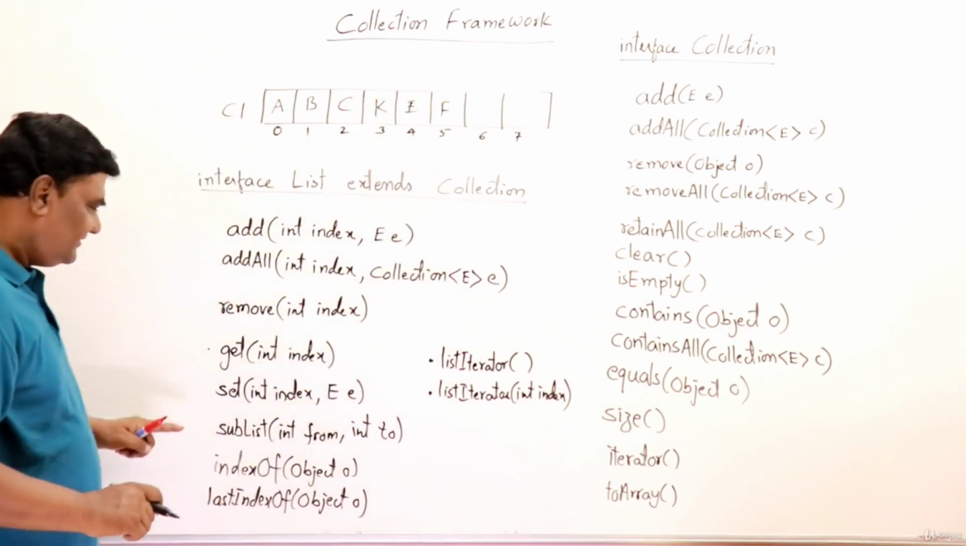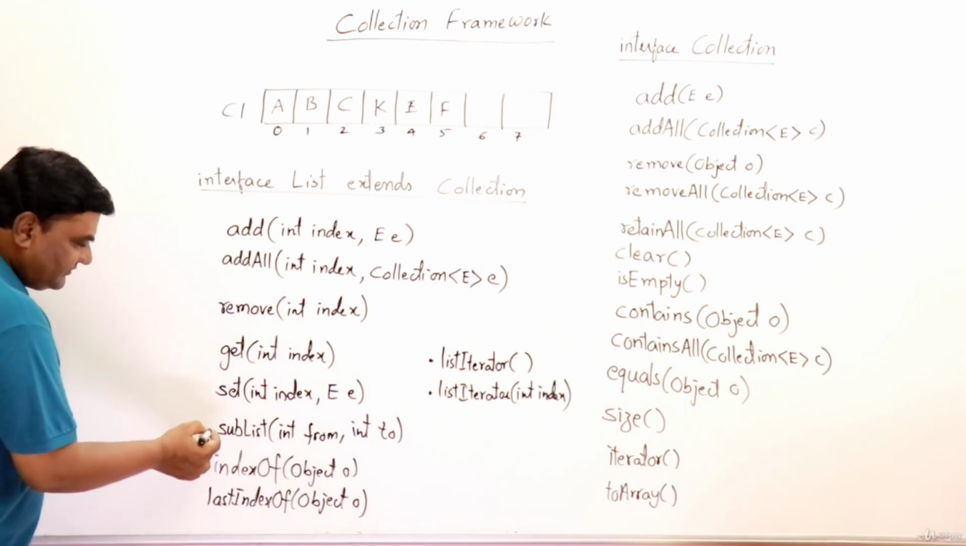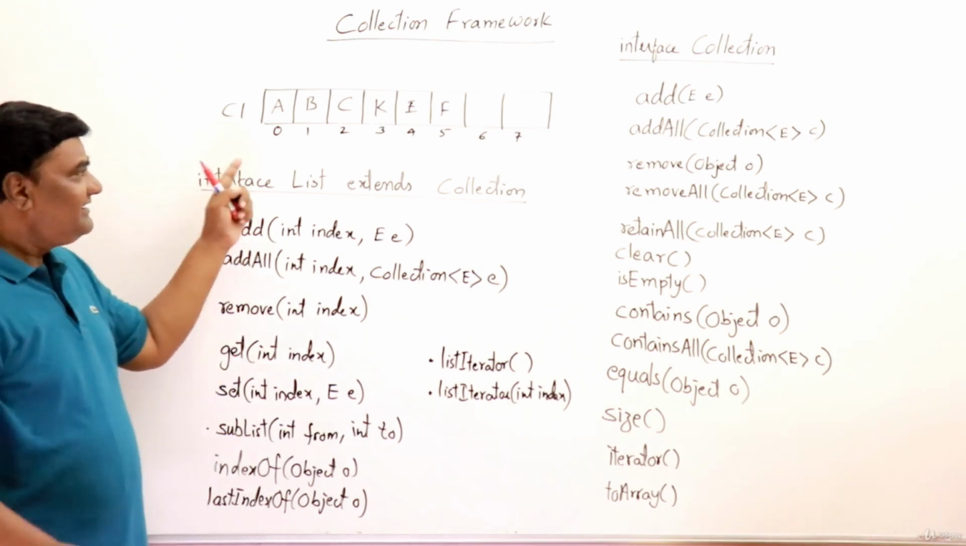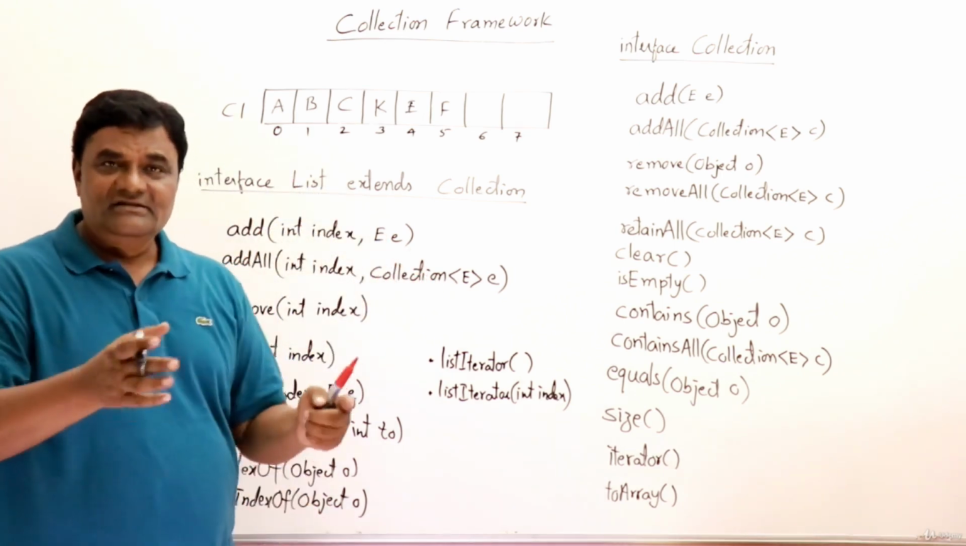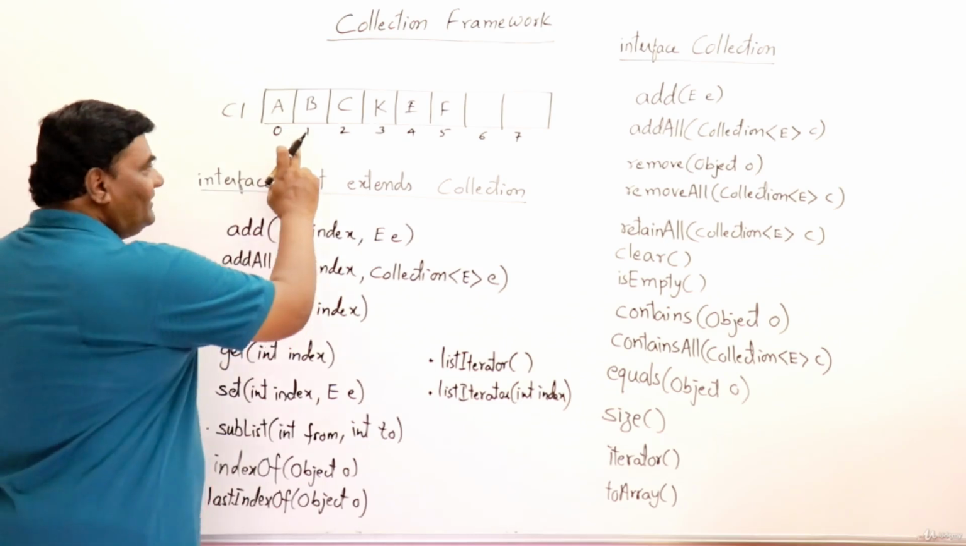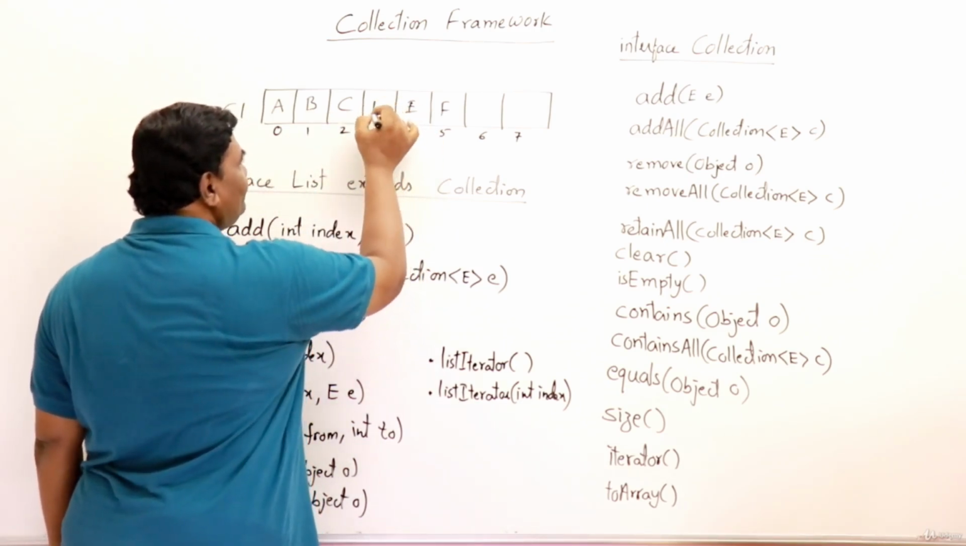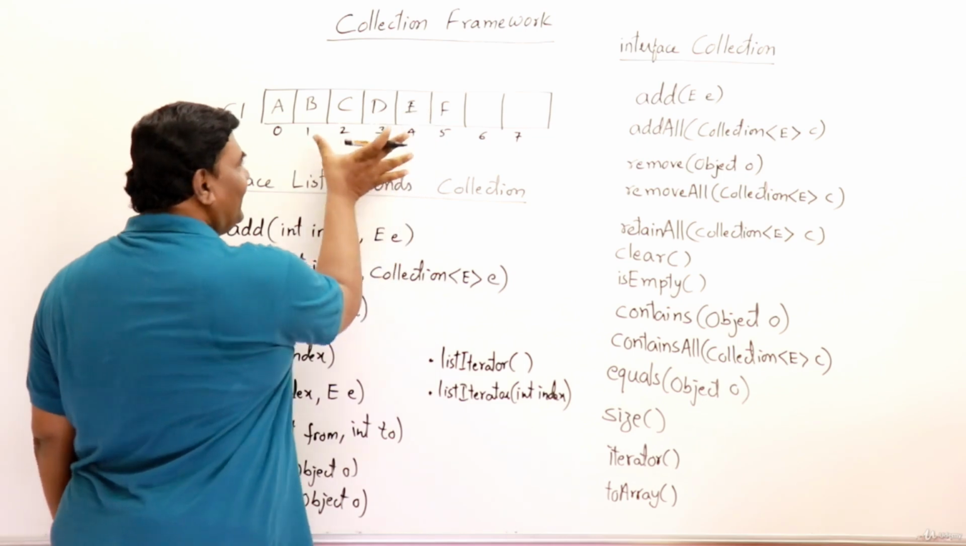Now next method is sublist. So till here we have finished. Now the next one is sublist. So you can get the part of a list, that is a collection of few elements you can take. I want the elements from 1 to 4. So B, C, K, E, let me change it to D. So B, C, D, E, I want these elements.